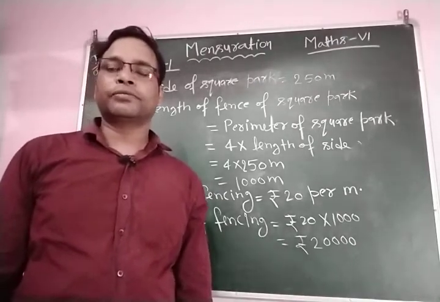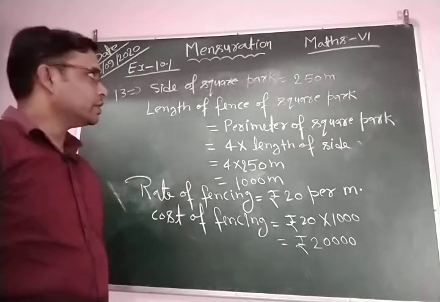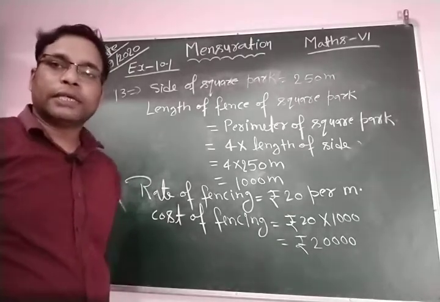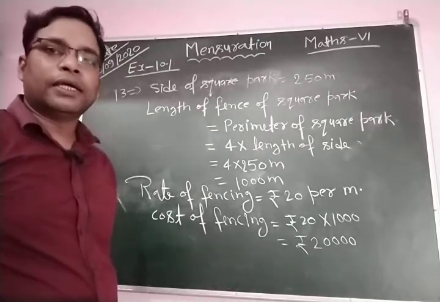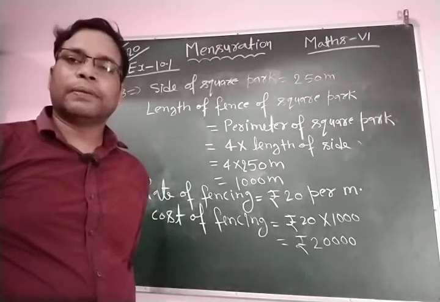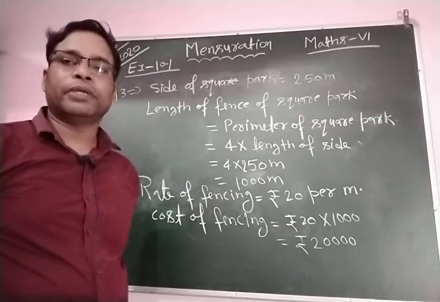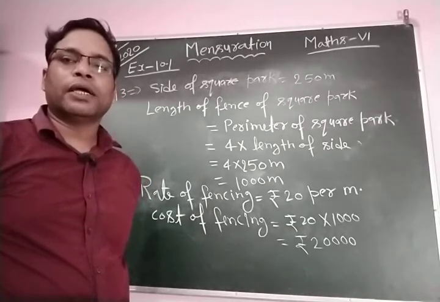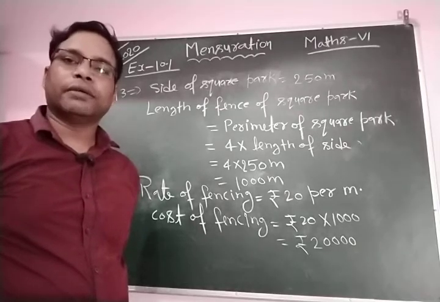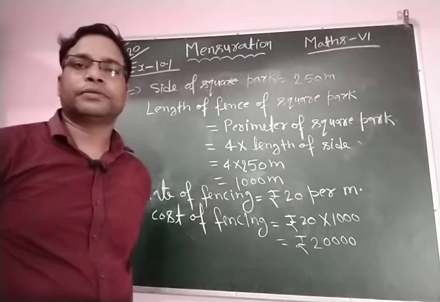Okay. Now, students, I hope all of you understood how to solve these questions. If the shape of the park is given and the side is also given, and the rate is given, then you can easily find the cost of fencing. In this question, first we find the perimeter of a square park. After this, we find the cost of fencing by multiplying the rate and the perimeter.